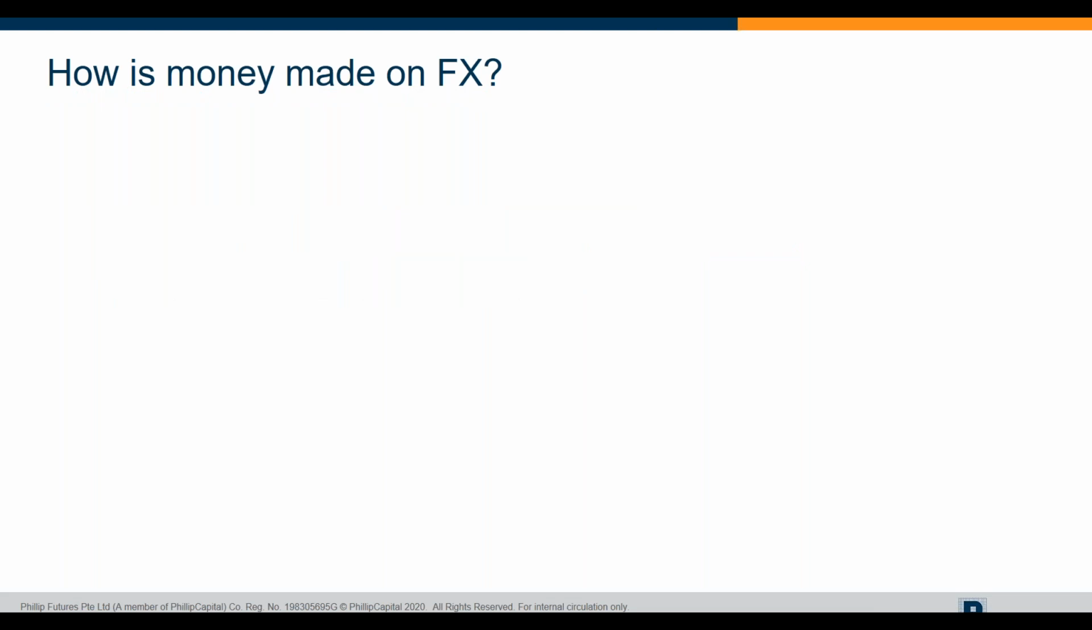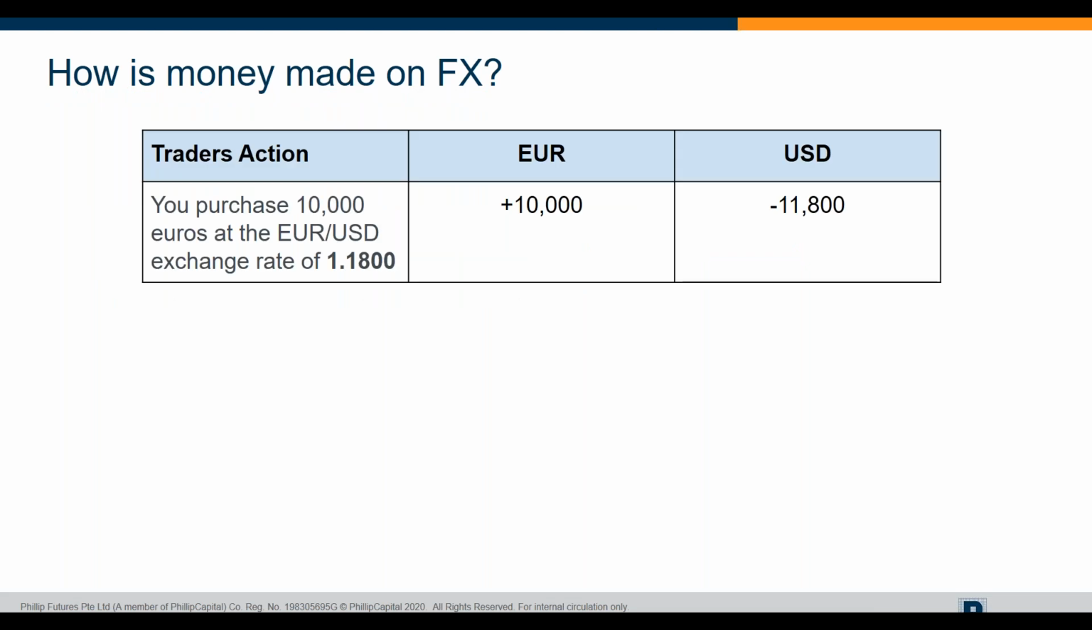Okay, so firstly, how is money made on Forex? Let's take a very simple example. Let's say you are looking to purchase 10,000 euros. That means you're longing Euro USD at the rate of 1.18. The cash flow is as follows. Effectively, you have a cash inflow of 10,000 euro and cash outflow of 11,800 US dollar. So you're buying 10,000 euro with 11,800 of US dollar. Euro in, USD out. I hope that is clear.